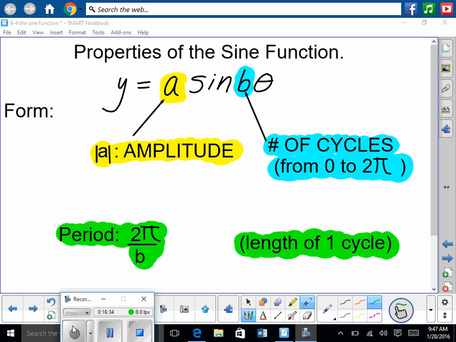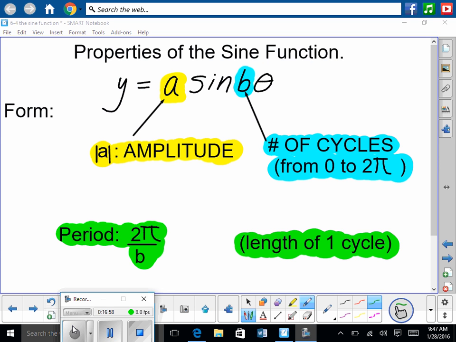The absolute value of a is the amplitude. If there's a negative in front of a, that simply flips it over the x-axis, so it will start going downward. Does that make sense? To find the amplitude, you always look at the absolute value of a, meaning the positive of a. If you have something multiplied in front of sine, that's how high up or down you're going.